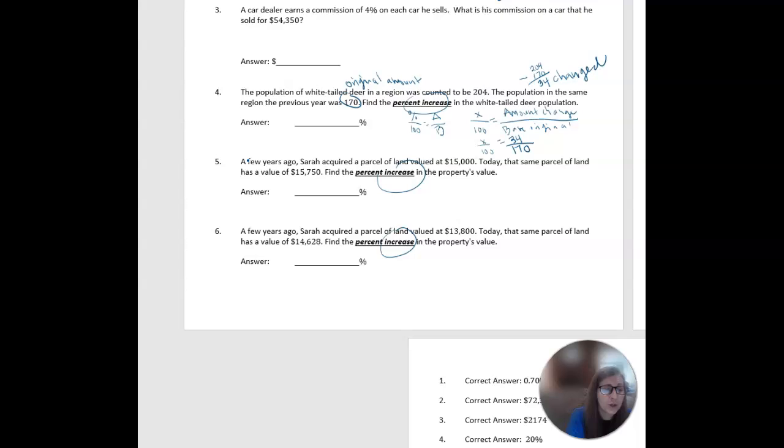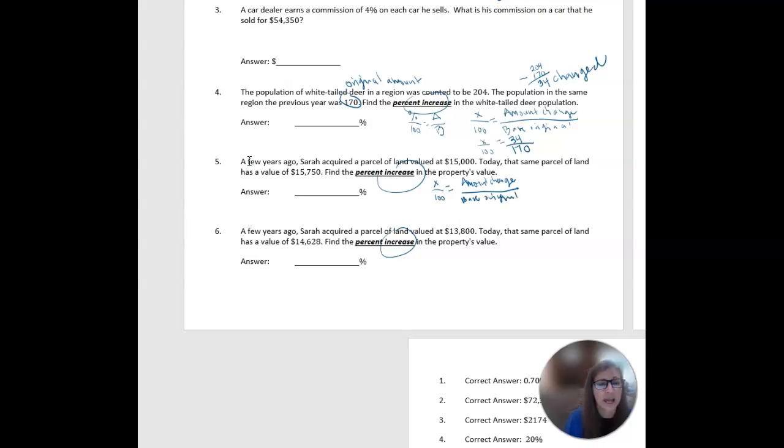Number 5, a few years ago, Sarah acquired a parcel of land valued at $15,000. Today, that same parcel of land is $15,750. Find the percent increase. Okay, so again, we're going to use our formula X over 100 because we're looking for the percent. We do not know the percent. It's going to be the amount that the property has changed, because we're talking about an increase, over the base or the original cost of the property. Okay, so this is our formula.